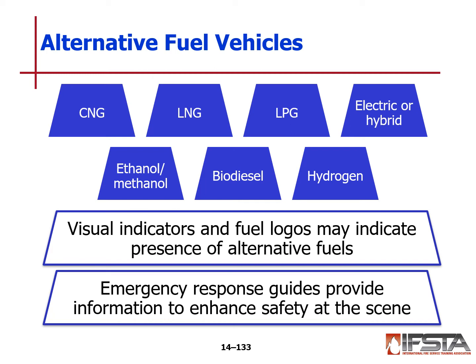Visual indicators and fuel logos may indicate the presence of these alternative fuels. Usually they will have logos on them that say hybrid, electric, or hydrogen cars. The one that may not have anything is biodiesel, from people who make their own biodiesel fuel and then burn it in a diesel pickup truck. There may not be an indication that biodiesel is being used.